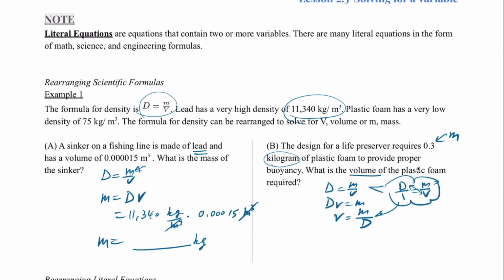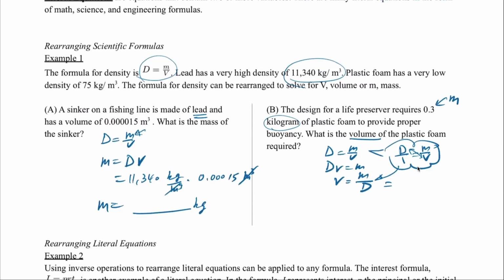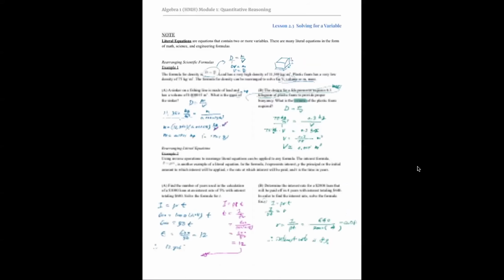So v is equal to m divided by d, which is the mass, 0.3 kilogram, divided by the density, which is 75 kilogram per meter cube. That turns out to be, because the volume is supposed to be in terms of meter cube, right? You gotta divide that number, and what is it? Okay, here you go. Here's the answer.